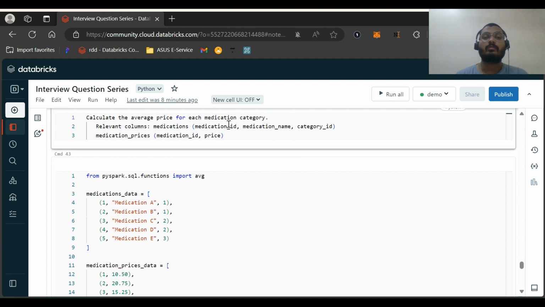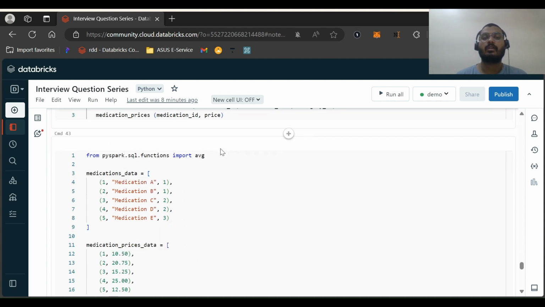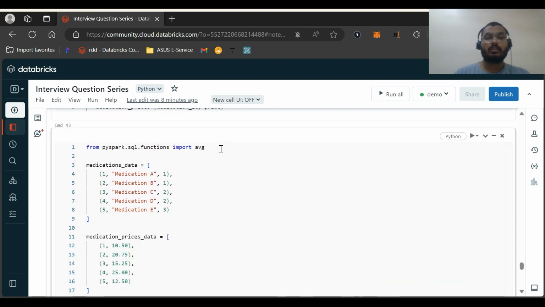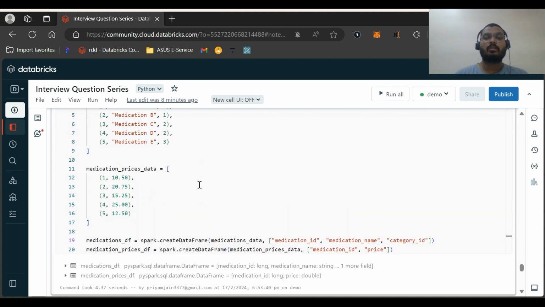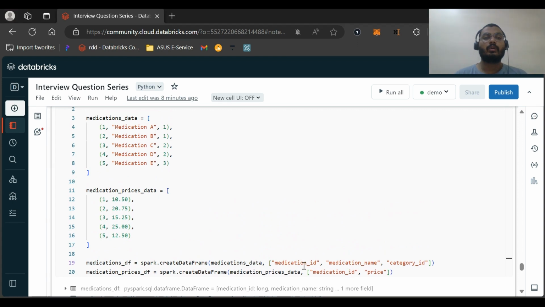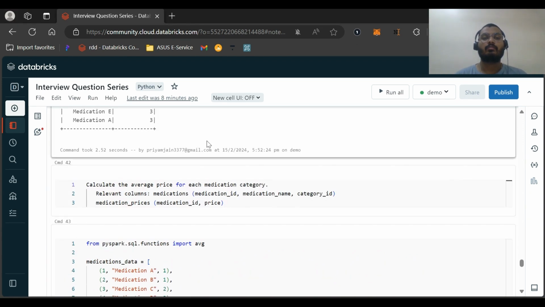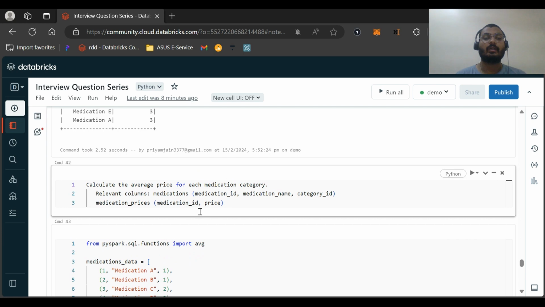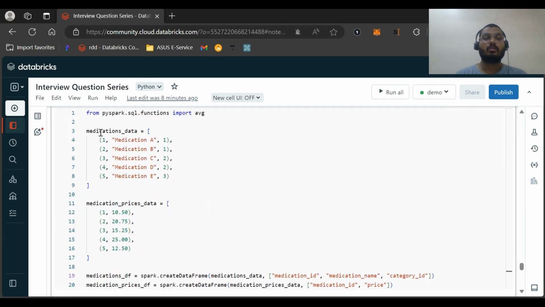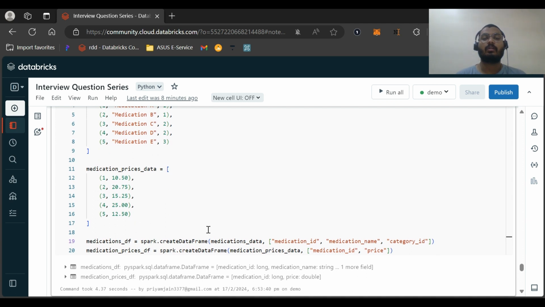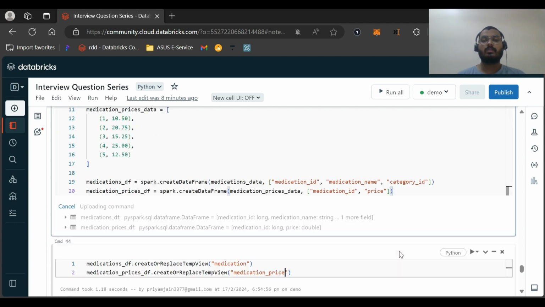Calculate the average price for each medication category. These are the two data frames: medication, with medication ID, medication name, category ID; and medication prices, with medication ID and price. This is nothing but the creation of the data frame. You can see I have imported the average function because we are tasked to find the average price, right? This is the medication data, this is the medication price, and here I am creating a data frame out of it. Okay, so let me run this code.